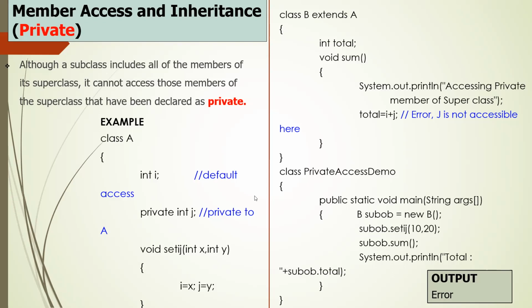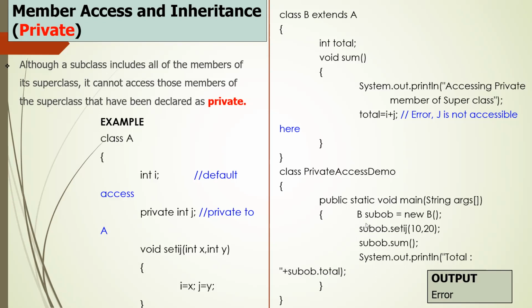So an example is given here. There is a private variable j. The public variable int i can be changed by the subclass. The class name is A, the parent class, and the subclass is B. B can change the value of A's i, but j cannot be changed. So it cannot be used by class B. Total equal to i plus j will not execute perfectly.